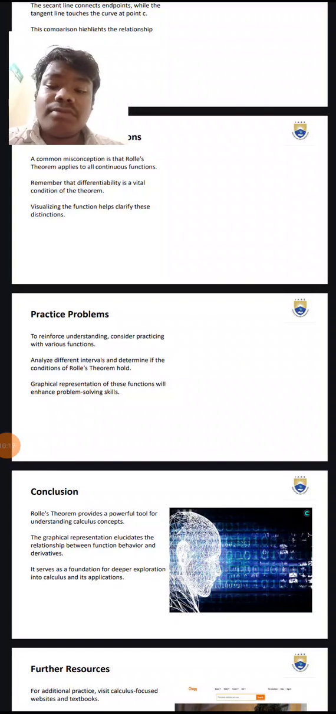Practice problems to reinforce understanding. Consider practicing with various functions. Analyze different intervals and determine if the conditions of Rolle's theorem hold. Graphical representation of these functions will enhance problem-solving skills.